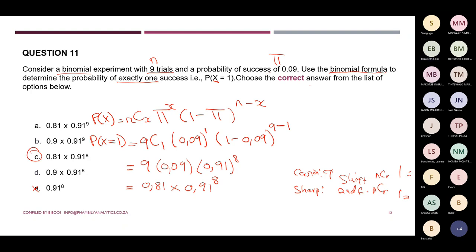Okay. Are we good? Remember also, with the formula that I am using, sometimes instead of using the NCX, you can use the combination formula, which is your N factorial divided by your X factorial times N minus X factorial, something like that. So please do.